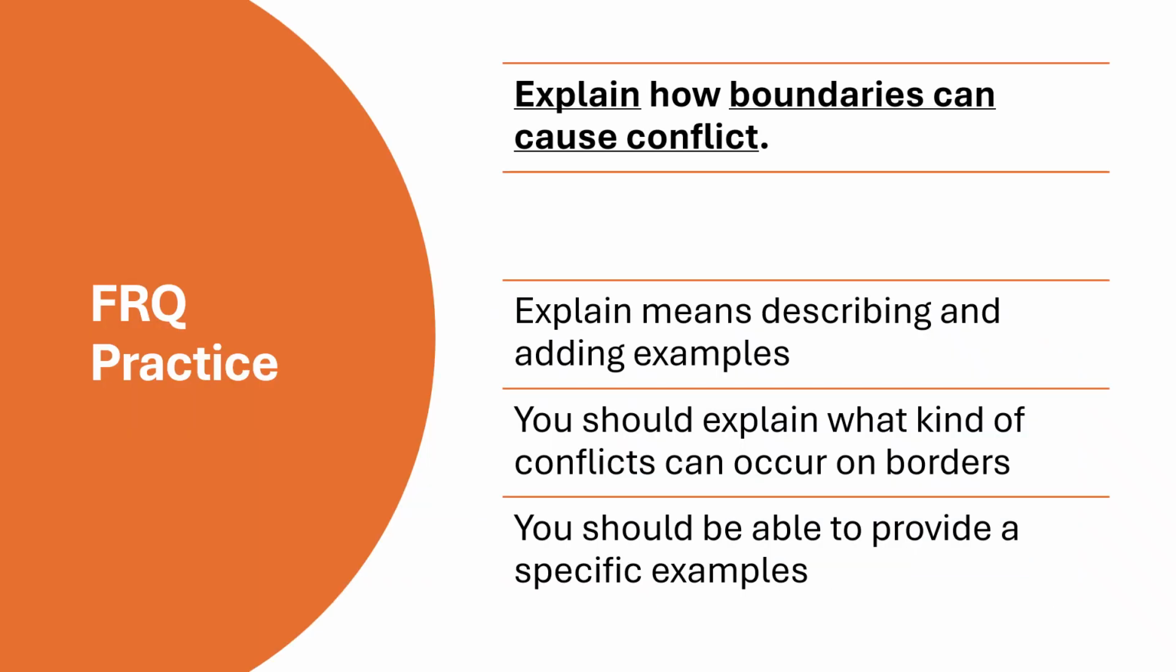Let's do a little bit of FRQ practice. Explain how boundaries can cause conflict. It's an explain. That means describing and adding examples. You should be able to explain what kind of conflicts can occur at borders. I gave you 4 different types. You should be able to provide specific examples, like an allocation issue or a cultural issue.